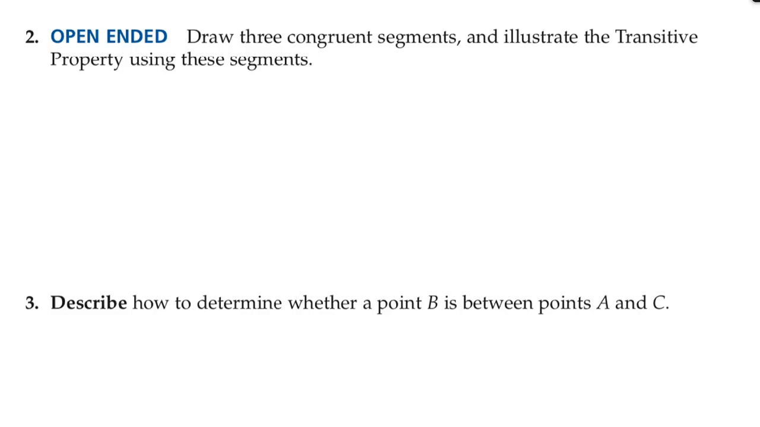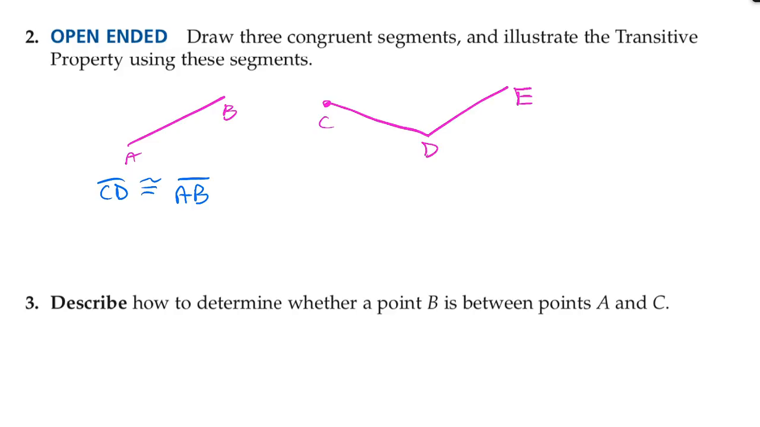So, draw 3 congruent segments and illustrate the transitive property using these segments, okay? So here's AB is congruent to CD, which is congruent to DE. Oh, we want to use the transitive property though, so I'm going to get rid of those marks, and I'm just going to say, well, we were given these pictures, and we were told that CD is the same as AB. Oh, and by the way, DE is also the same as AB.